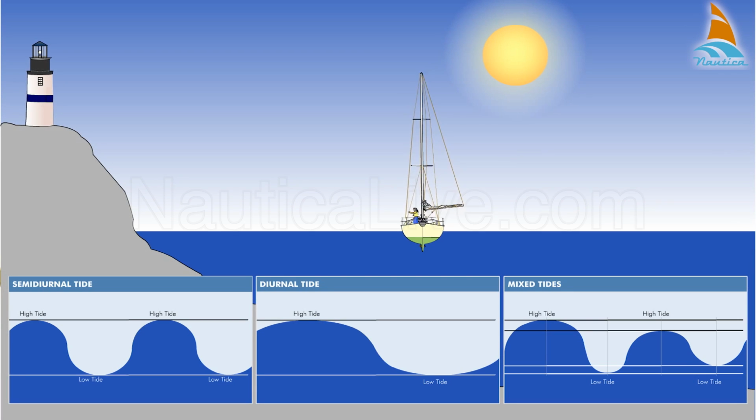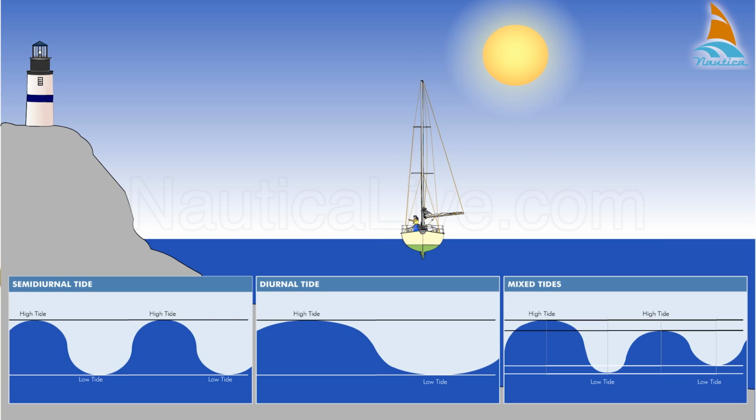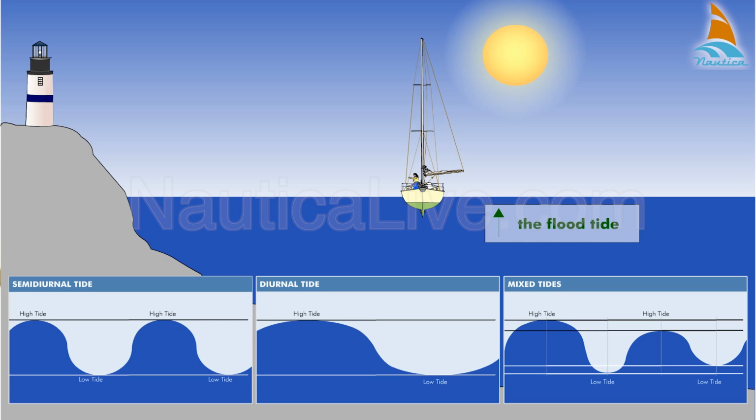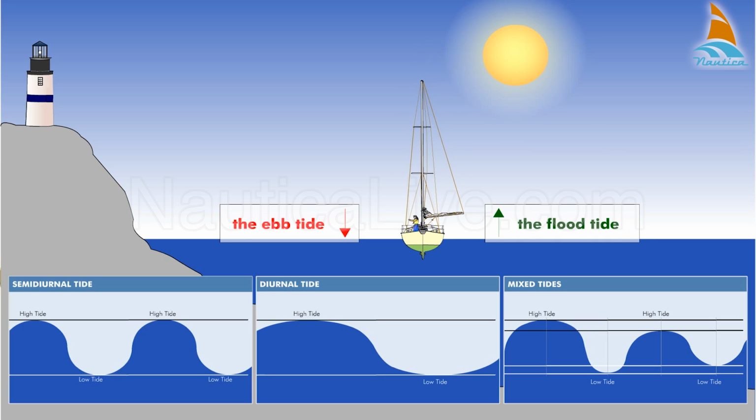The difference in height between a high tide going to a low tide or a low tide going to a high tide is called the tidal range. The rising tide is called the flood tide, and the falling tide is called the ebb tide.